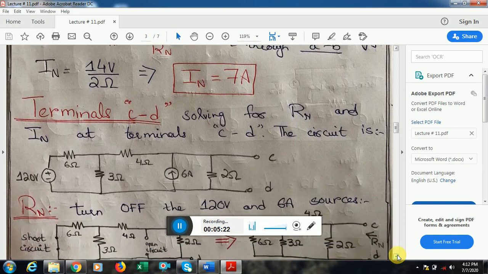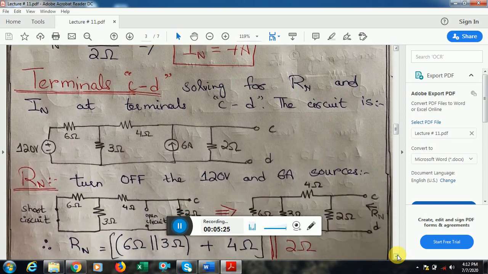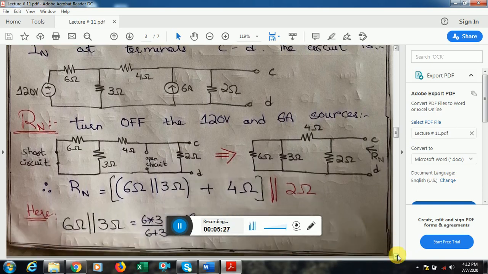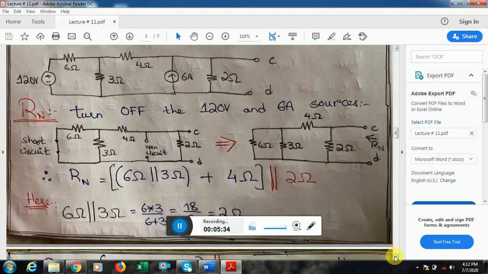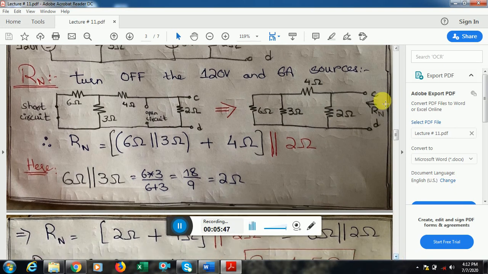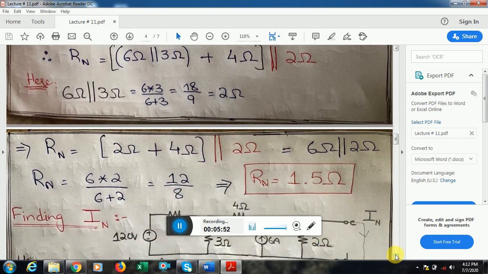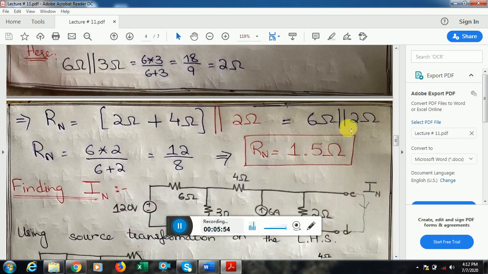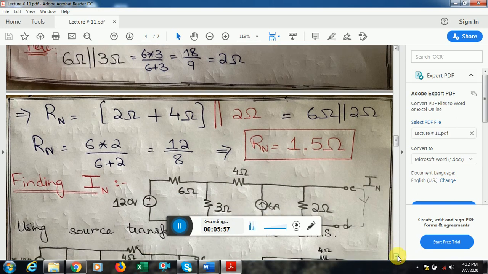Now I move on to terminal C and D. First of all, we'll find the Norton resistance. The rule is the same, just turn off all the independent sources. This is how I turn off. Now these two are in parallel, I take their parallel, and when I solve these two, they are in series with this, and then this entire combination is in parallel to this 2 ohm resistance. This is how I get the resistance offered to the terminals C and D. Every single step has been done for you, and I get to know that the Norton resistance is 1.5 ohm.